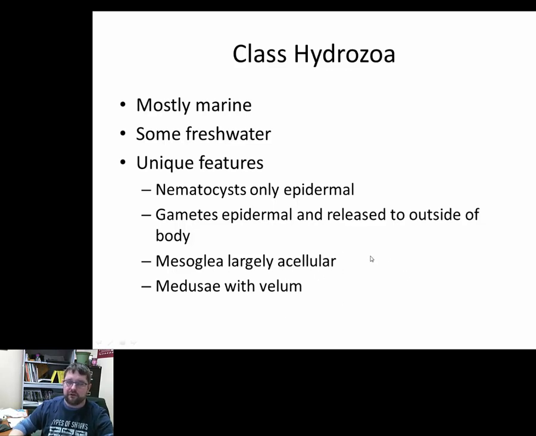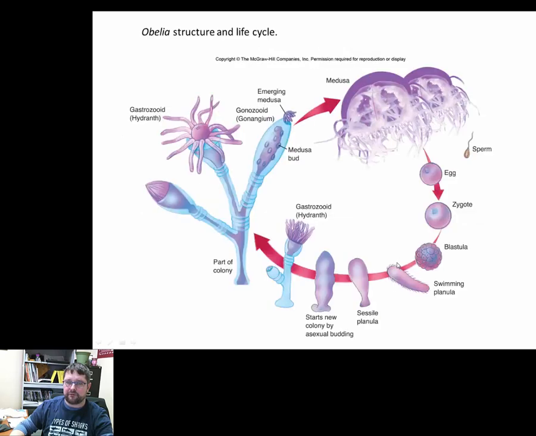The mesoglea rarely has any cells, so it's acellular. Nematocysts are only epidermal, so there are no gastrodermal nematocysts. It's mainly used for protection, although some prey capture can happen along the tentacles. And the gametes are epidermal. They occur on the outside in the epidermal layer and are released outside the body. So not gastrodermal gametes, but epidermal gametes.